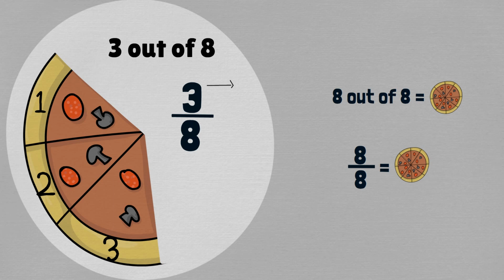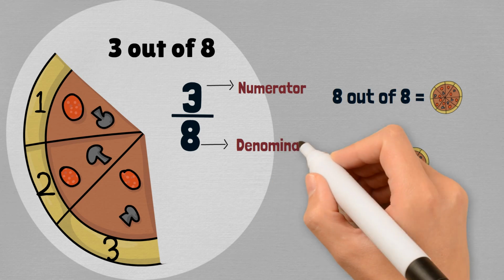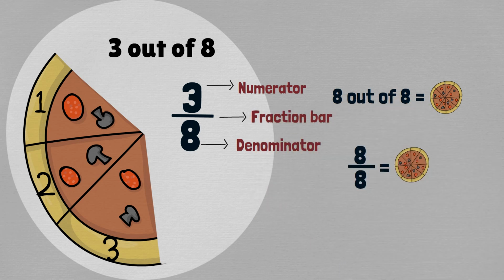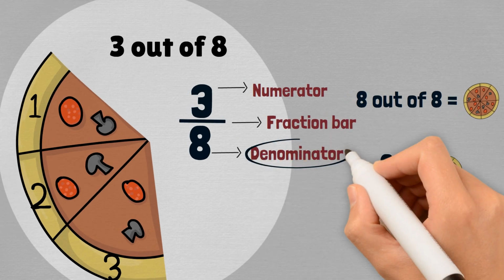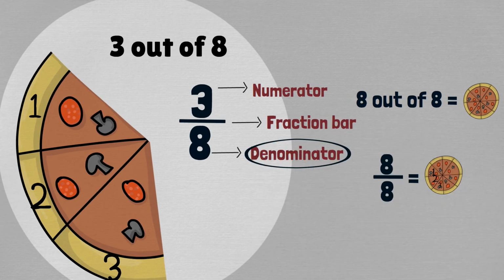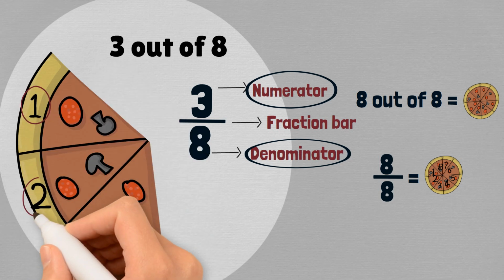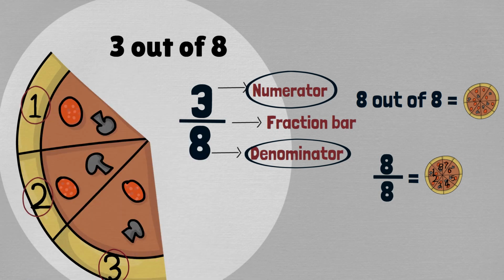Each fraction consists of a numerator, the top number, and a denominator, the bottom number, and a fraction bar, the line that separates them. The denominator of every fraction shows how many equal parts the whole item is divided into. The numerator, on the other hand, tells us how many equal parts we have taken out of all parts. In the pizza example, we have the fraction 3 over 8. In this case, our numerator is the number 3, and our denominator is the number 8.